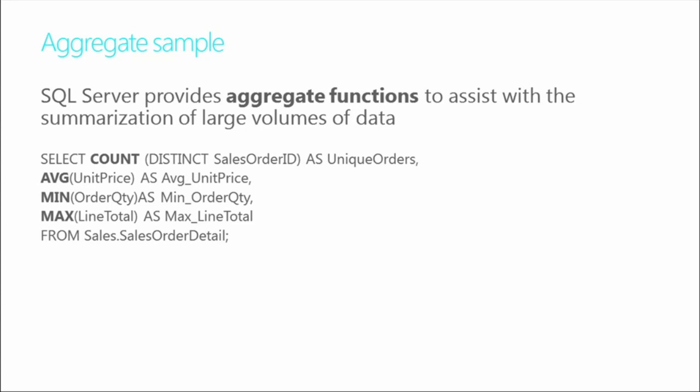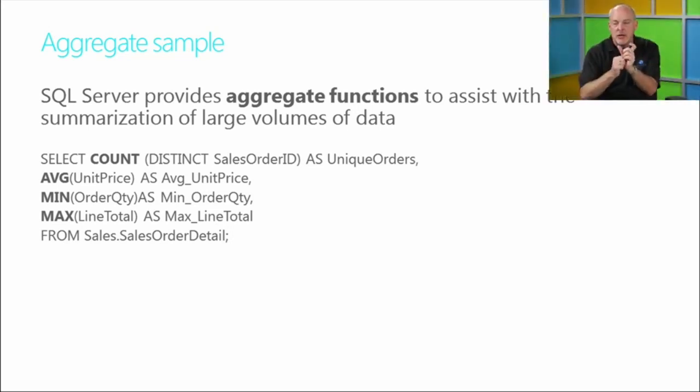This example does a select count distinct sales order as unique orders. What this AS does is just give it a different column header. So select count is just going to do a count of all distinct sales order IDs. If I've got a sales order ID of 1, 2, 3, and I've got 10 line items in that, it's only going to count it once. That's that unique sales order ID.